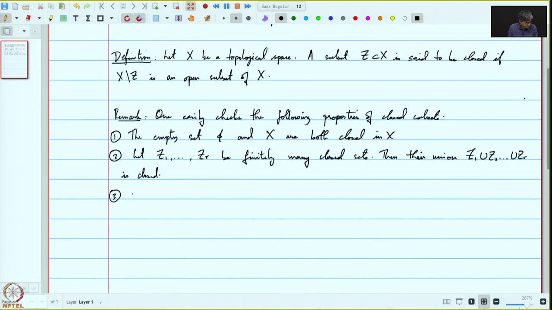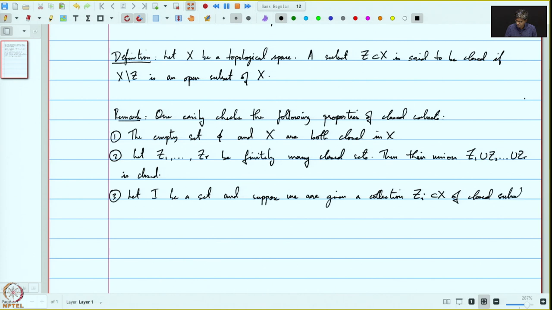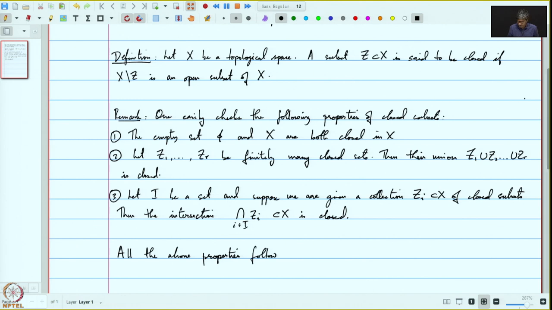And the third property is that let I be a set and suppose we are given a collection of closed subsets, then the intersection of these closed subsets, which is a subset of X, is closed. And all the above properties follow from the analogous properties of open subsets.